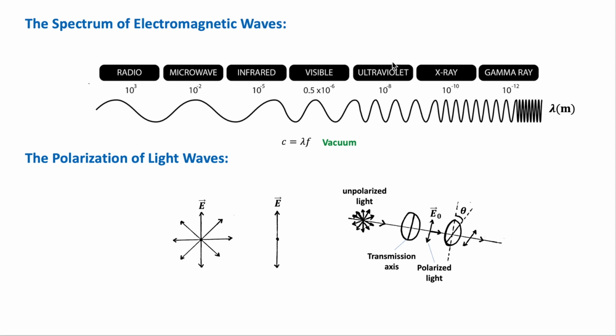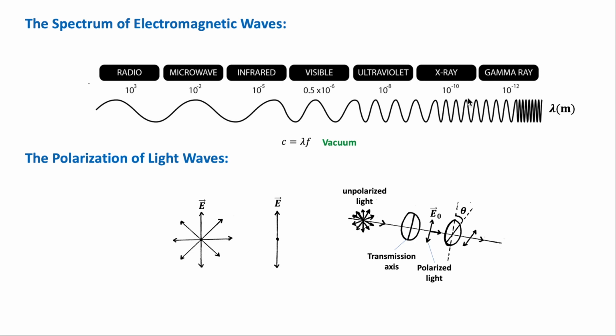And then comes ultraviolet light, which has wavelength ranging from 4 times 10 to the minus 7 meter, which is 400 nanometer, to about 6 times 10 to the minus 10 meter, which is 0.6 nanometer, okay? And the sun is a main source of UV light and can cause sunburns.